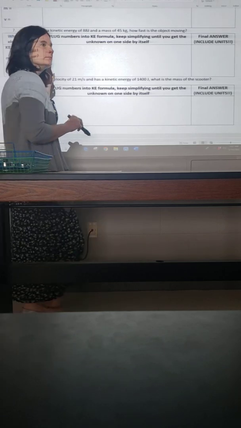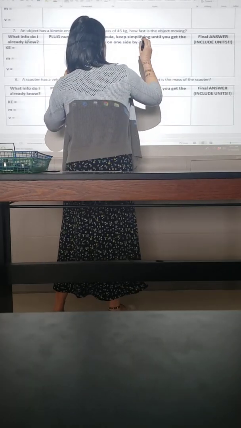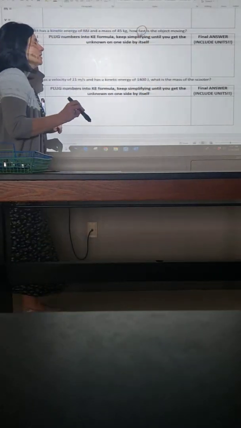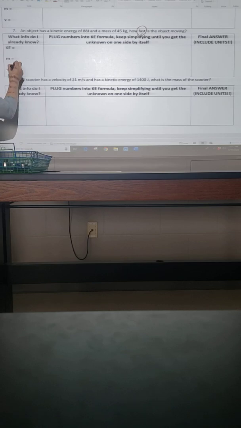Okay, an object has a kinetic energy of 88 joules and a mass of 45 kilograms. How fast is the object moving? What am I solving for? What do I need to circle? Stewie? Very nice. And again, it doesn't even say velocity, but you know that fast is another word for velocity. Great job. All right, give me the 2 things I need to underline, Emily.